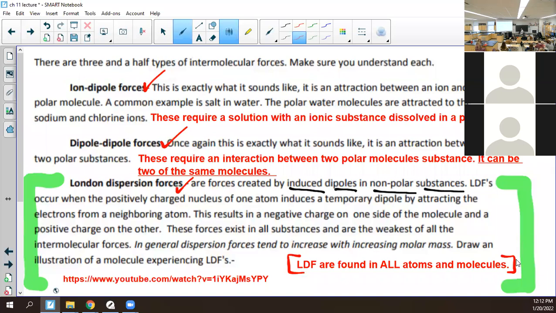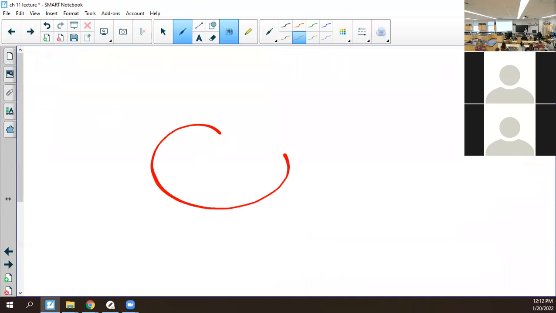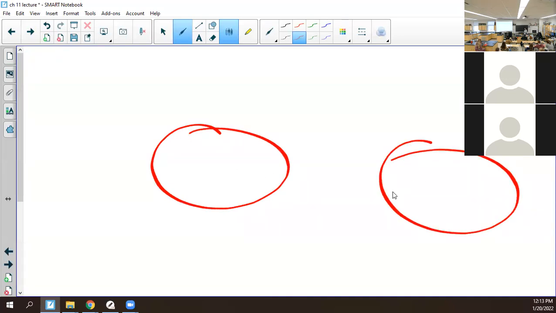Okay, in general, dispersion forces tend to increase with increasing molar mass. Draw an illustration of a molecule experiencing LDF. Do you want to draw it? Why don't you try? So draw like 2 blobs and demonstrate what they would look like, their electrons and their protons.